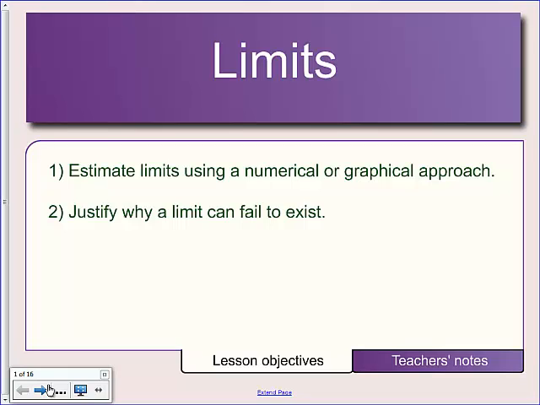When we're talking about a limit, we can find a limit numerically or graphically, and then we're going to justify when a limit may not exist, because you don't always have a limit. We talked a little bit yesterday about the concept of a limit, and what a limit was.